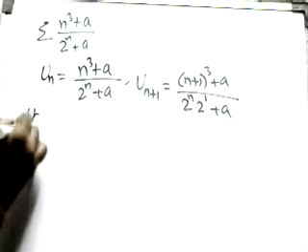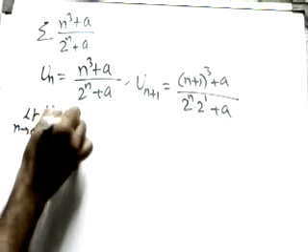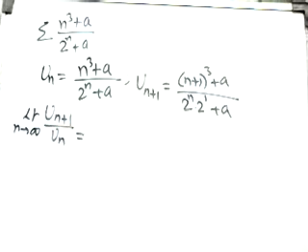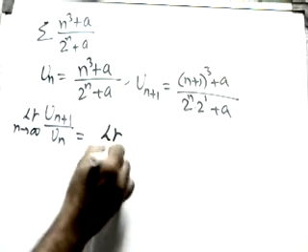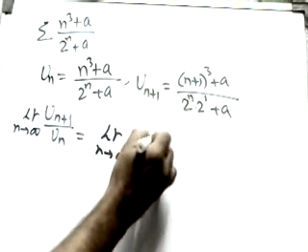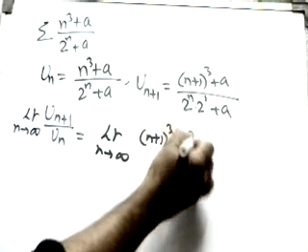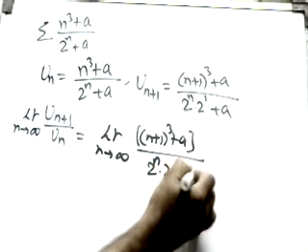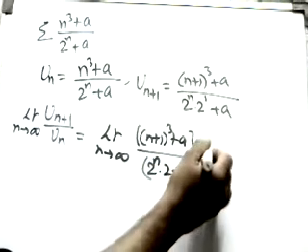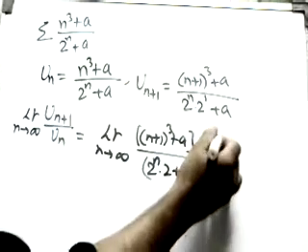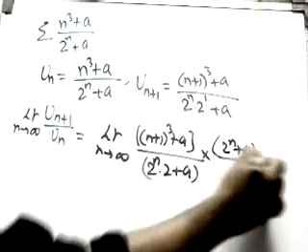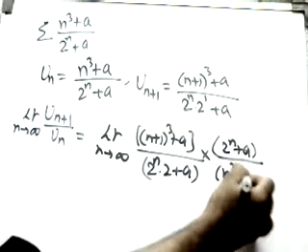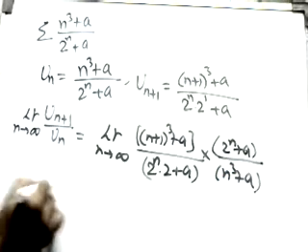Now let me find the limits. What we have to find? Limit n tends to infinity un plus 1 by un. Let me substitute the values. Un plus 1 is (n plus 1) cube plus a divided by 2 power n into 2 plus a. This is un plus 1. If you write un in the numerator, it will be denominator by numerator, so this will be n cube plus a.